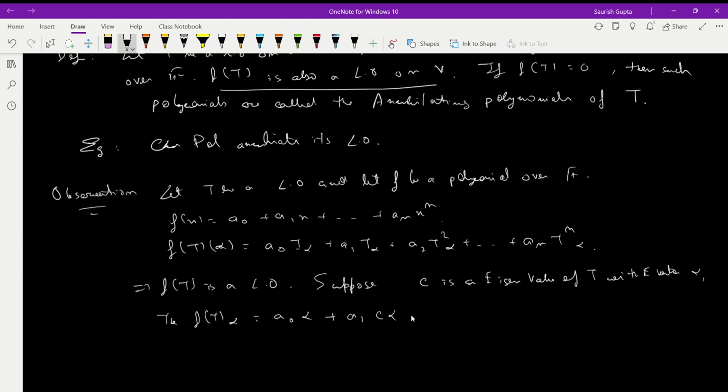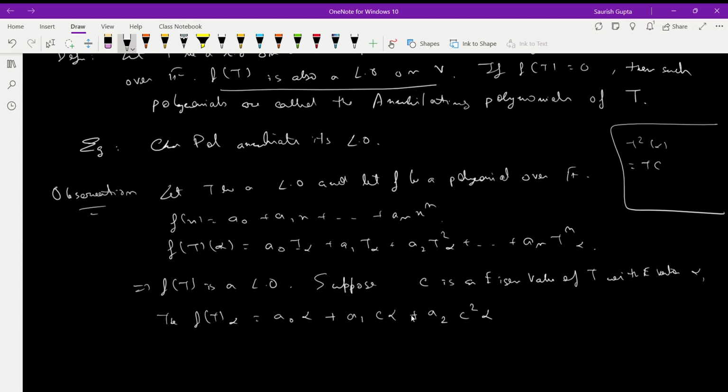So plus you have here c1 T of alpha, so a1 T alpha becomes a1 c alpha, right? Because T of alpha is c alpha, because c is an eigenvalue of T whose eigenvector is alpha. Plus a2 T squared alpha is nothing but c squared alpha. You can obviously notice that T^r alpha is basically T of T of T, appearing r times, of alpha.